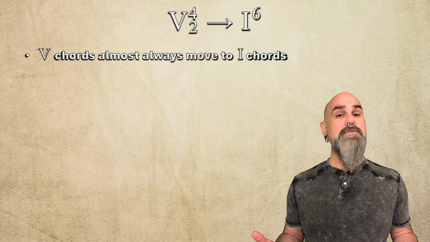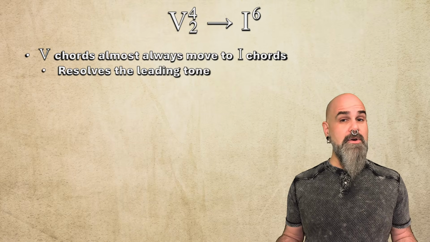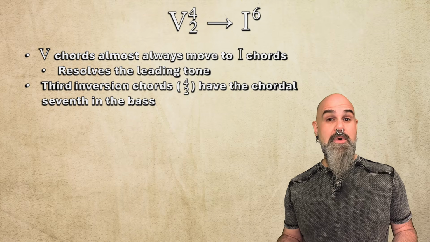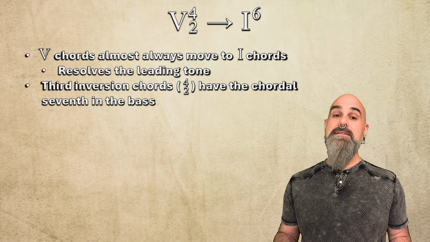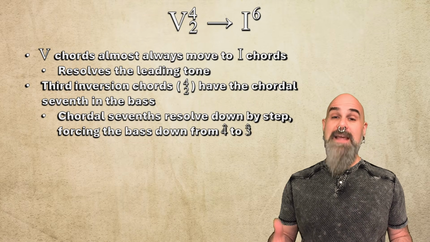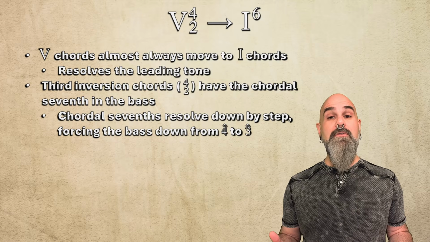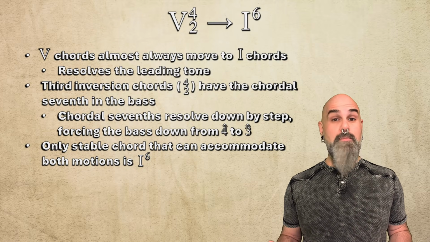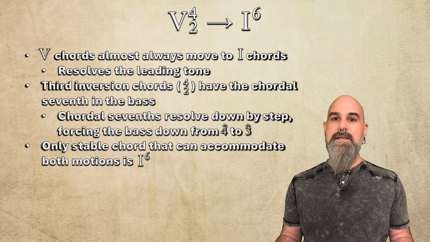Two things. First, 5 chords almost always move to 1 chords, which resolves the leading tone. And second, third inversion chords, whose symbol is 4-2, have the chordal seventh in the bass, and sevenths always resolve down by step, forcing the bass down from scale degree 4 to 3. The only stable chord that can accommodate both of those motions is the 1-6 chord.